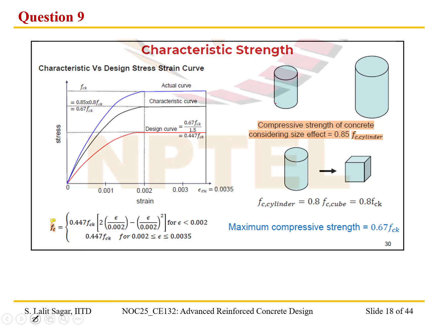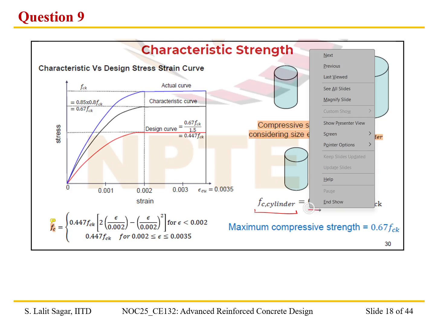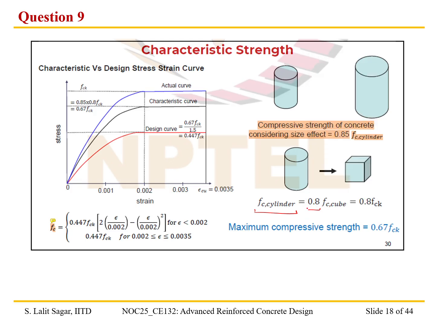So first we have the concrete cylinder strength, right? We have seen that in order to obtain the cube strength, we take the cylinder strength and multiply it by 1.25, or else if we want to obtain the cylinder strength from the cube strength, we multiply it by a factor of 0.8. Further, in order to consider the size effect, we are going to multiply this by a factor of 0.85.